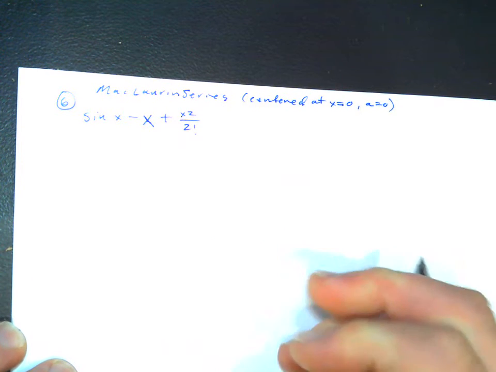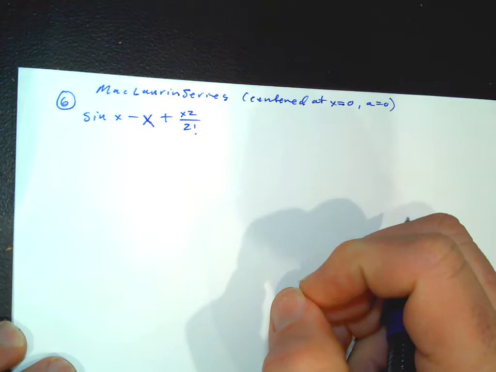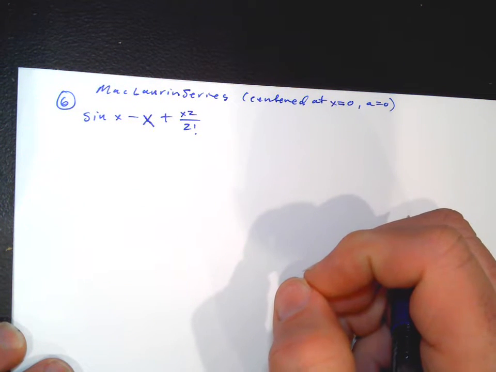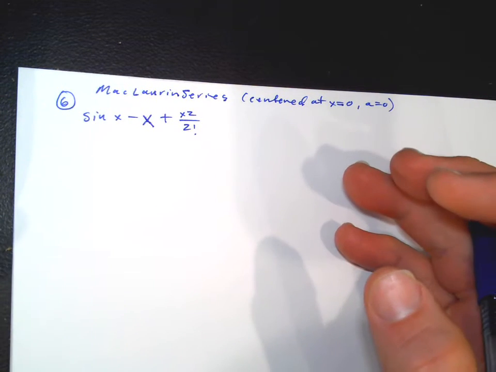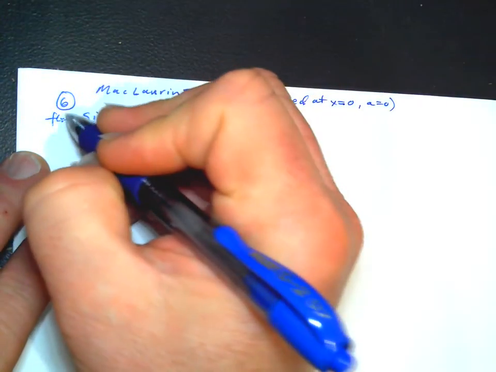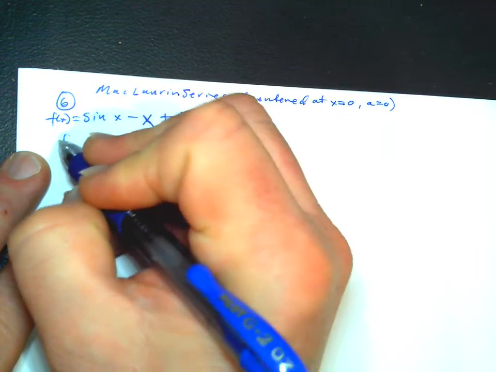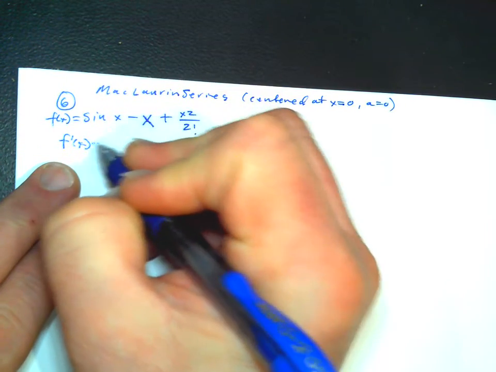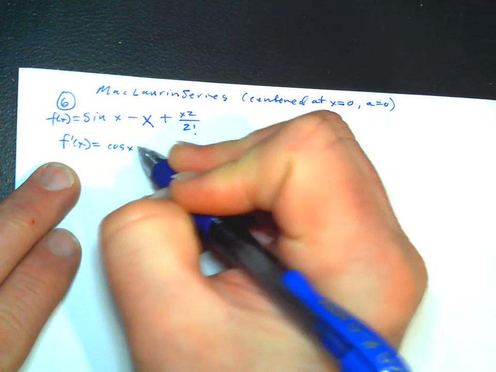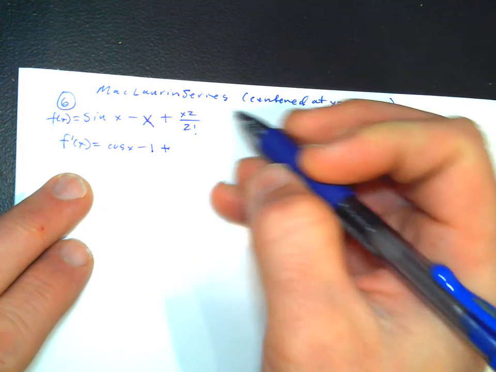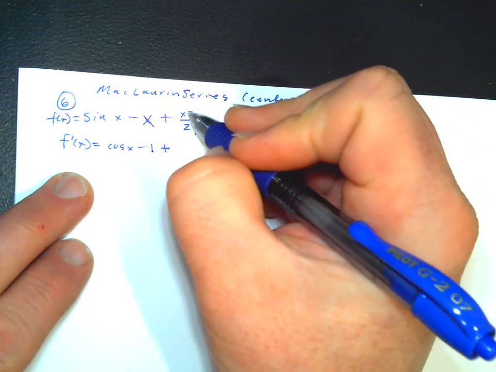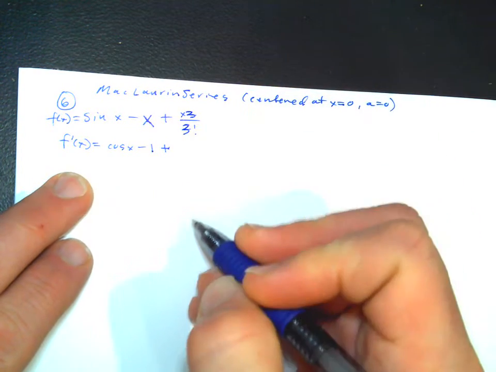Now, I don't think we want to do all these derivatives. I mean, we could. Let's just try it out, I guess. I mean, this is the original function. I'll try it both ways, okay? It's going to be cosine x minus 1 plus, did I write it down correct? This should be x cubed over 3 factorial is the original one, right?